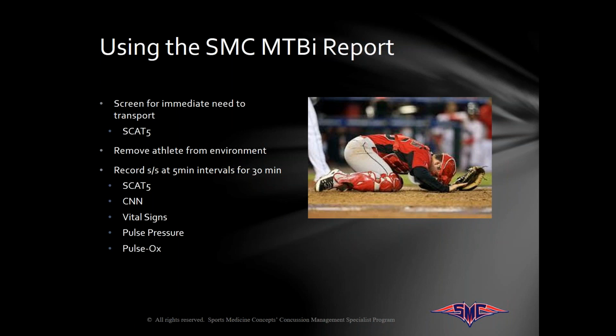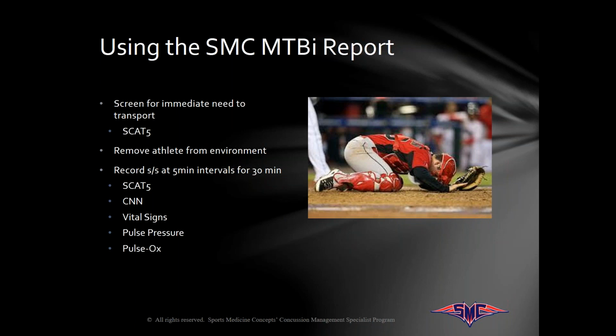But what's really nice, if you don't have the SCAT 5 yet, I really recommend that you go out and get the SCAT 5 and start implementing it. The upgrades to the SCAT 5 are great in terms of adding many, many features to that clinical battery of tests. One that I really like is providing clinical criteria for deciding whether something is a medical emergency or not.